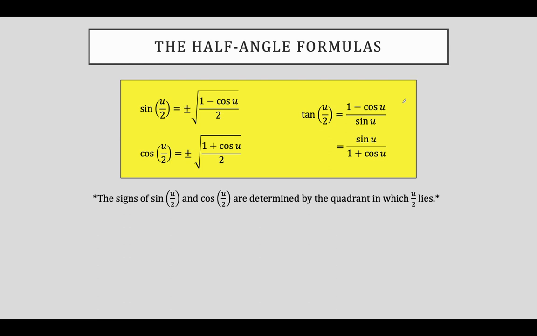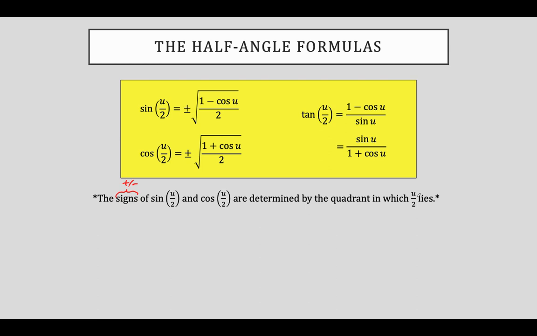All right, one important thing to make note of, the signs. And when you read the word signs in mathematics, we're talking about positive or negative, plus or minus. The signs of the sine of u over 2 and cosine of u over 2, that's in this formula here and here, are going to be determined by the quadrant in which our angle u over 2 lies. So for u over 2, you're going to have to figure out what quadrant that angle is in.